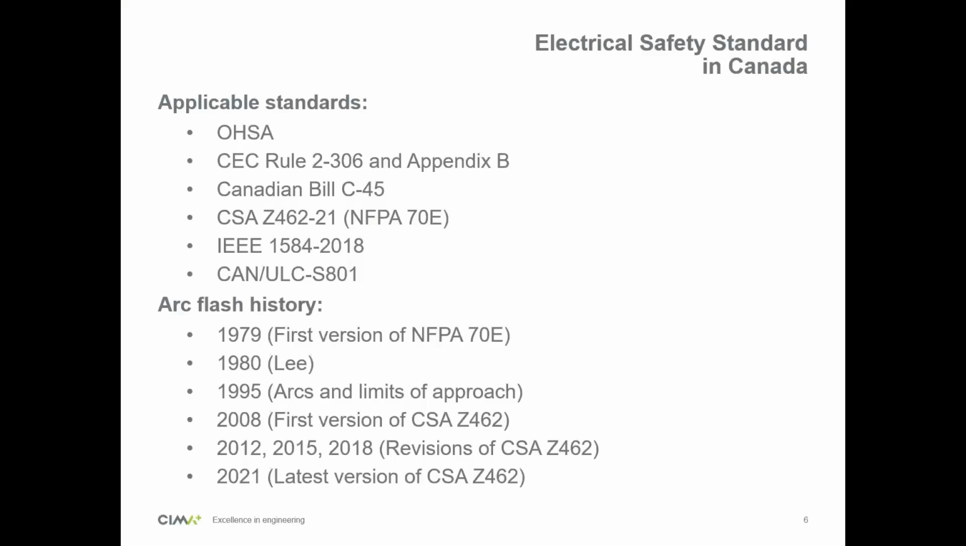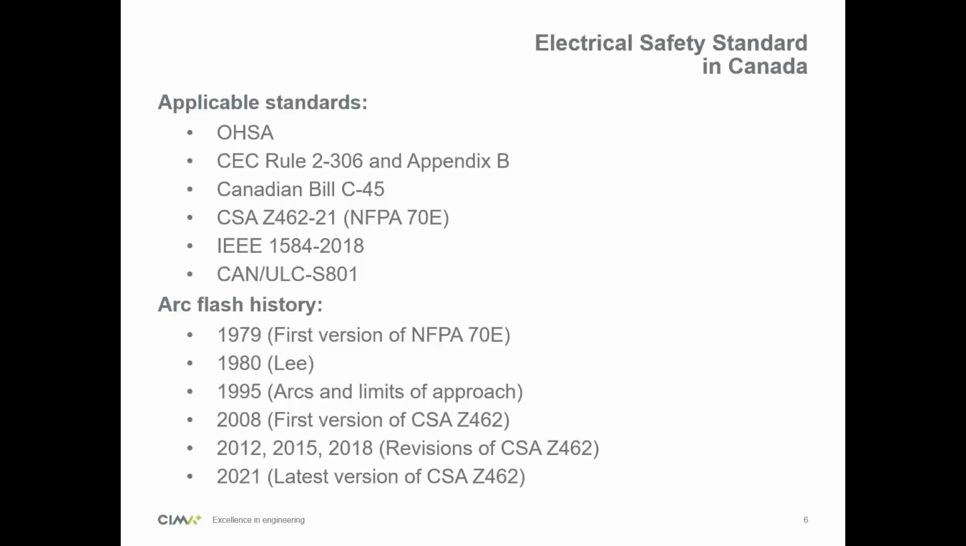A bit of history on the standard and on arc flash and electrical safety. 1979 was the first version of the NFPA 70E in the US. In 1980, there was some research work by Mr. Lee, who came up with the first equations to evaluate the arc flash incident energy when there was an arc flash event. Then some work in 1995 came up with the terms for some arcs and limits of approach. And then the first version of CSA Z462 is quite recent, so it's only 13 years old. First version in 2008, and then every 3 or 4 years there's been a revision: 2012, 2015, 2018, and now 2021.